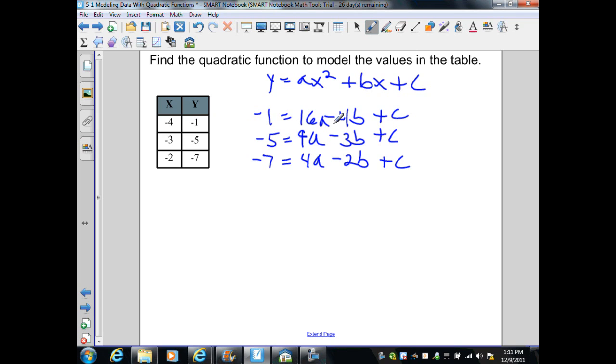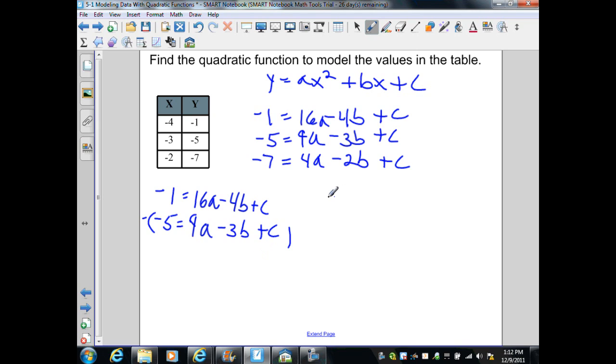What I need to do is take 2 equations, and I'll do that here. I'm going to take the first two, negative 1 equals 16a minus 4b plus c, and stack that on top of negative 5 equals 9a minus 3b plus c. What I need to do is get one of my coefficients to be opposites, and I think the easiest thing to do is to multiply the bottom equation or top equation by negative 1. I'm going to choose the bottom one. When I multiply by negative 1, that'll turn that into a negative c. And then I can add these two together, and these c's will drop out.